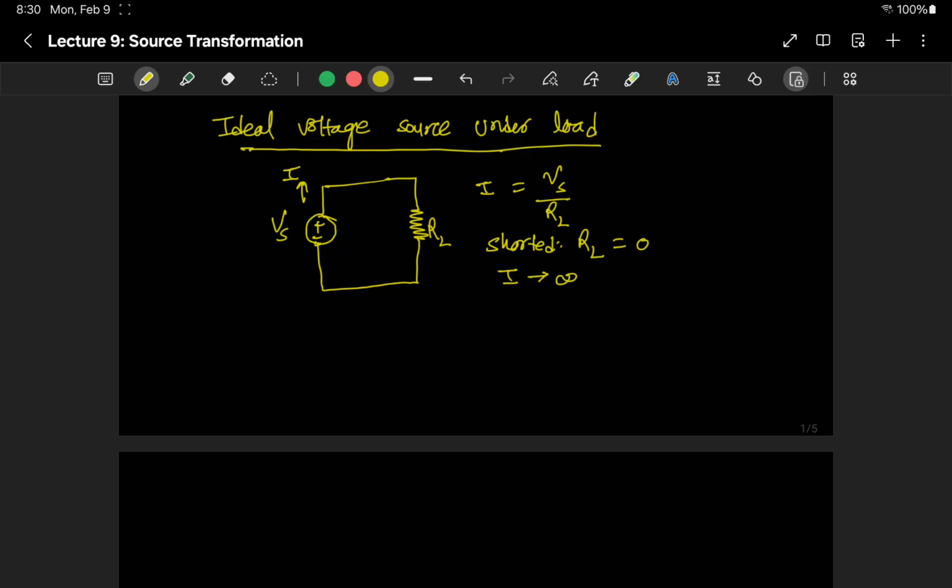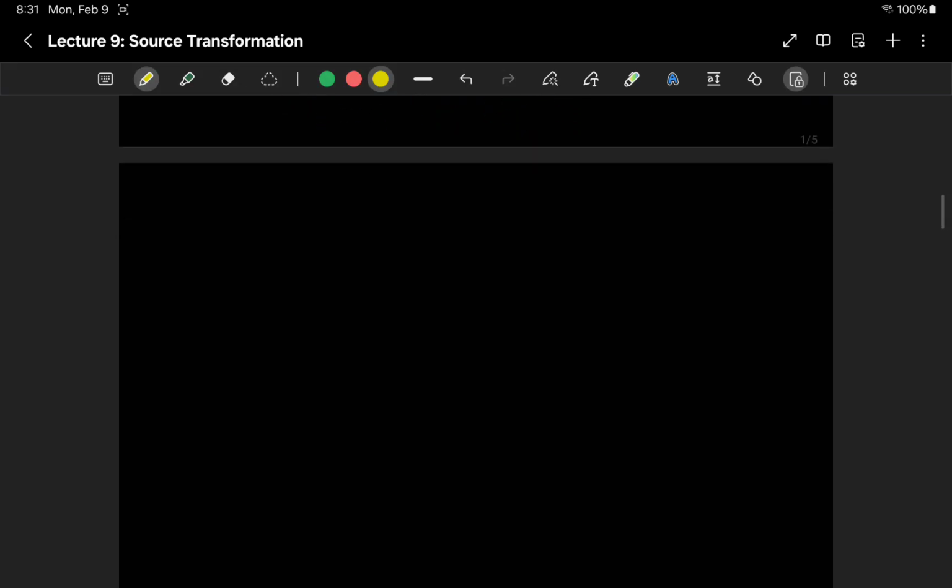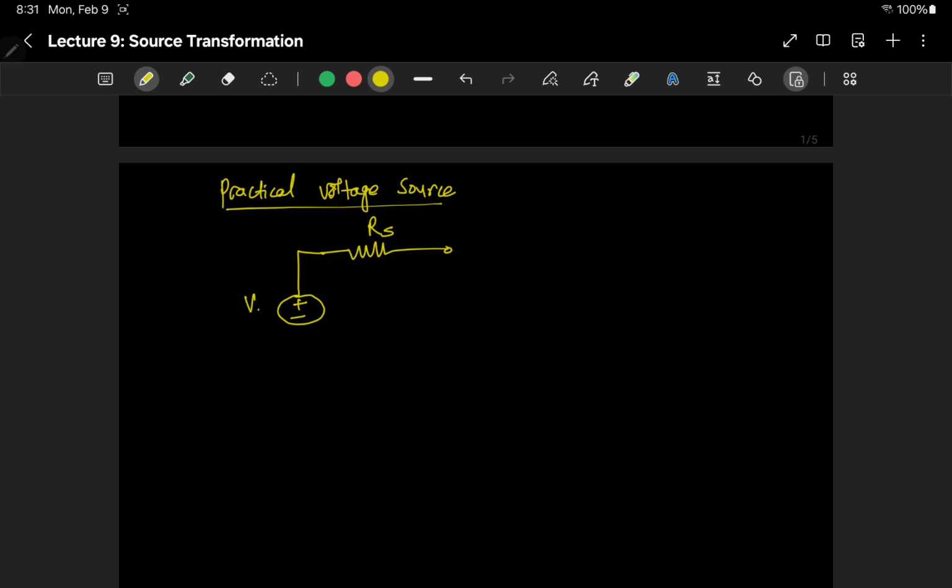And to fix this, we can add a resistance, and the resistance cannot be parallel, because then the equivalent resistance will again be 0 if we have a short circuit, right? So we add a resistance in series, and that makes the practical voltage source, which is written like this. This is the source resistor related to the voltage source, and this is Vs.